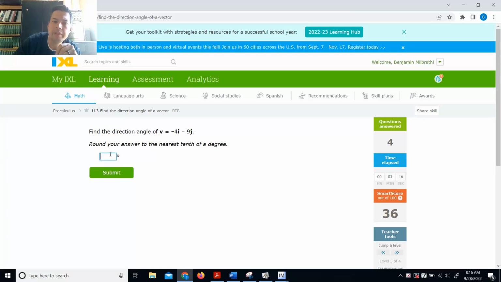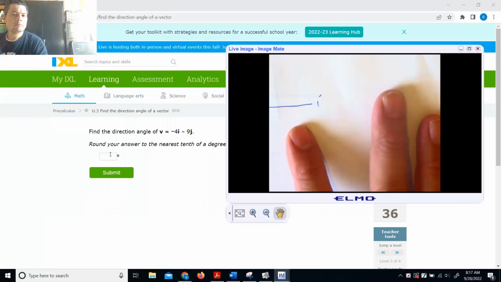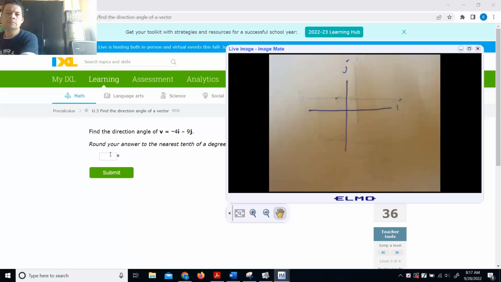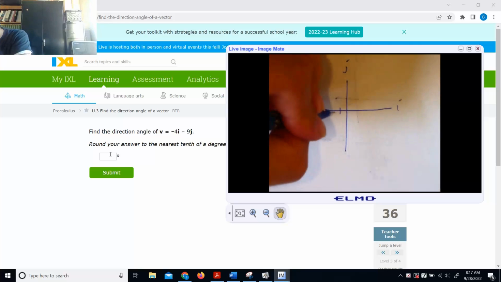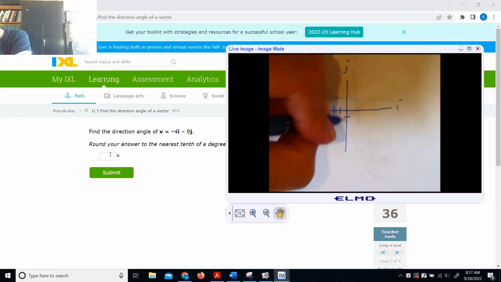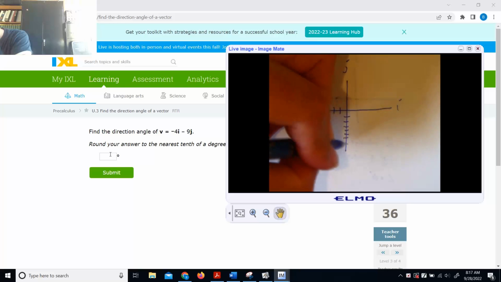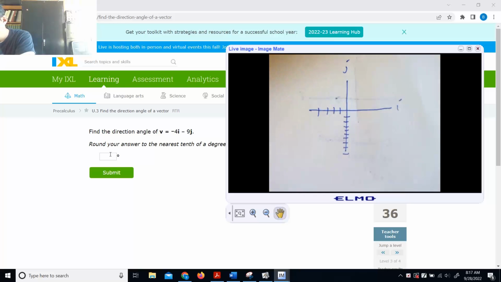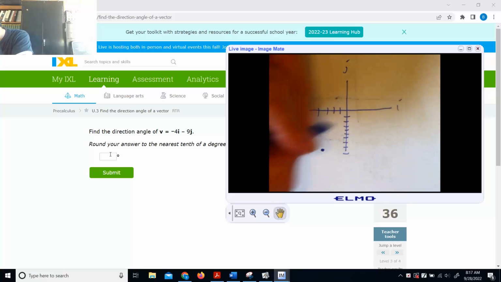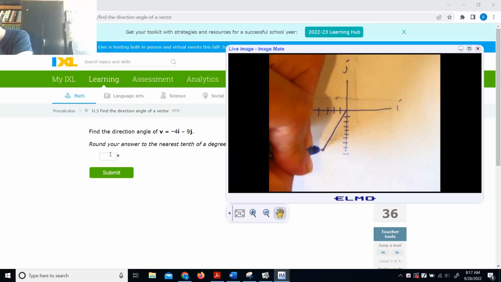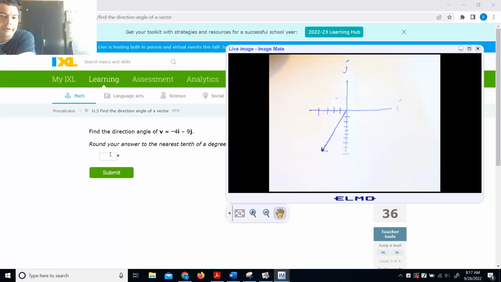All right, finally something different. Negative 4i minus 9j. Get that graphed. This particular guy goes back 4 and then falls 9. That's what it does. It ends up right here, all the way down there.